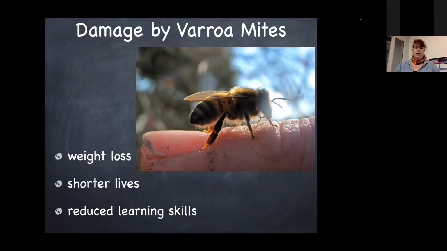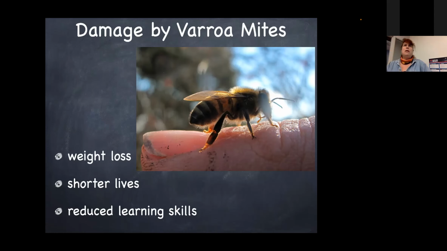So if you have an individual bee that has been bitten by a Varroa mite, you're going to see weight loss. You're going to see that they have shorter lifespans and then reduced learning skills. Now, we're studying bees to see the effects of pesticides, and we're looking at not instant death, but a colony not doing as well. We are looking at these very things. We're not necessarily weighing individual bees, but we're looking at the lifespan of the bees. We're looking at the productivity.